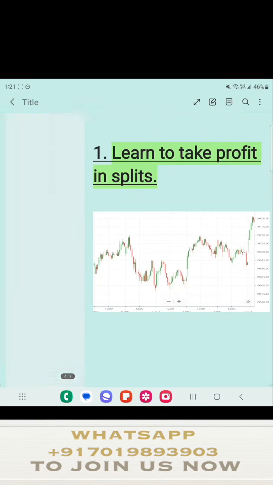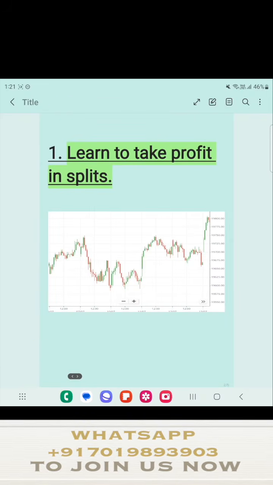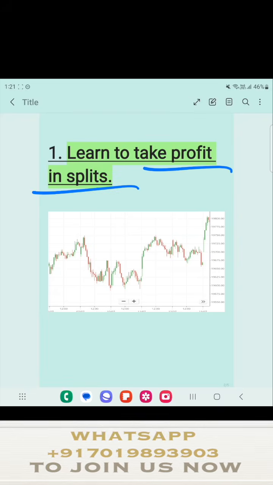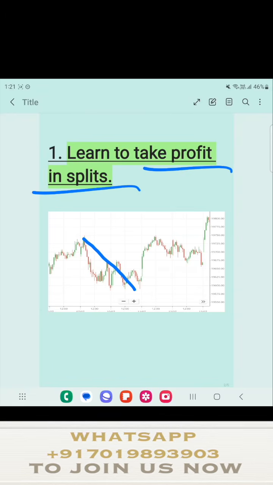So now let me explain the concept of taking profit in splits. Always remember this concept in stock market trading. Whatever segment you're trading on, you can always take your profit in splits. So if you just observe the chart here, the chart is coming down and going up and coming down and going up. So what do you see here?